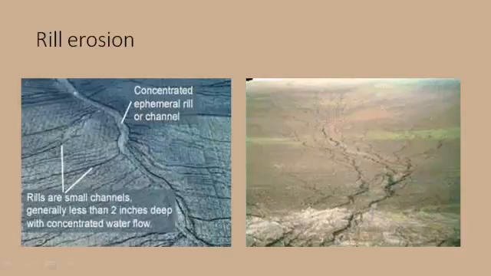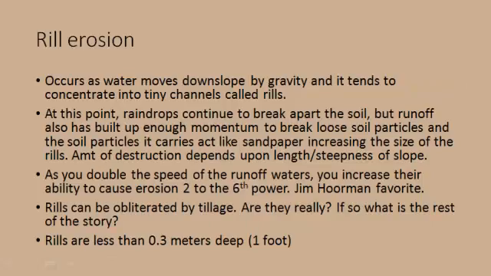Rill erosion occurs as water moves downslope by gravity, and it tends to concentrate itself in channels we call rills. At this point, the raindrop impact is still breaking apart those soil particles, but the runoff water has built up enough momentum on its own to break loose soil particles. And those soil particles that it carries away act like an abrasive sandpaper that work to deepen and widen our rills. And the amount of destruction that this water does depends upon the length and the steepness of the slope.